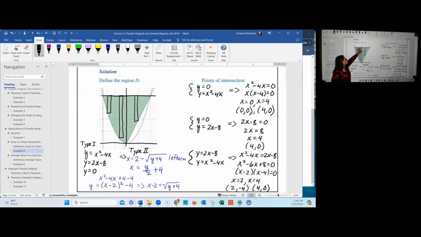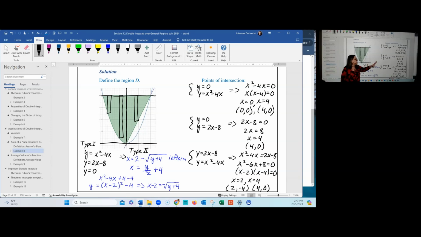In both regions, we have the function y equals 0 on top. In the region on the left of x equals 2, we have the left arm of the parabola on the bottom, or x squared minus 4x. On the right side, between 2 and 4, we have that the line y equals 2x minus 8 is on the bottom. This would require us to split it into two values.